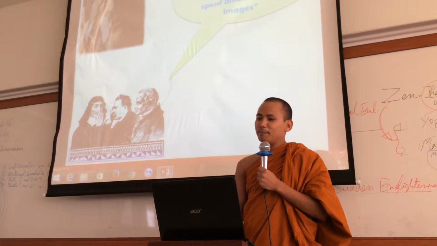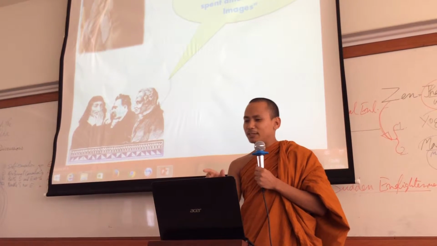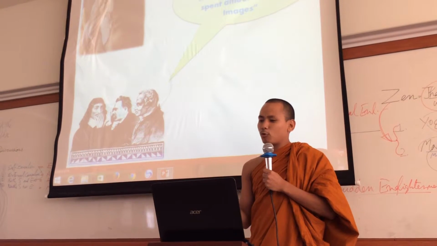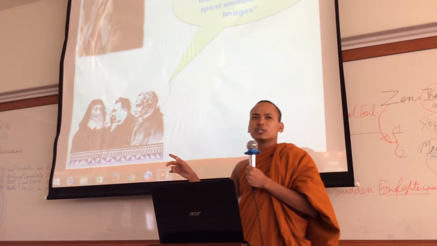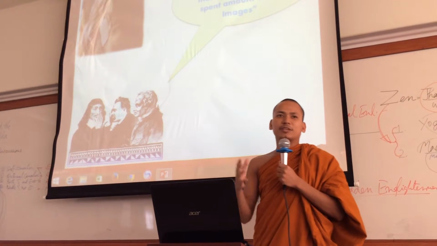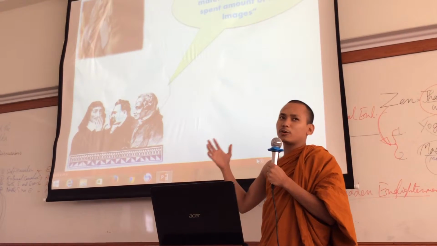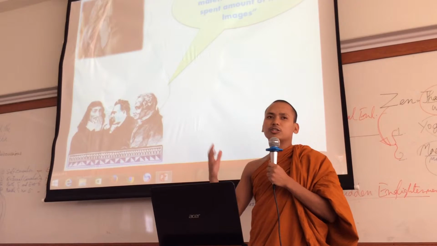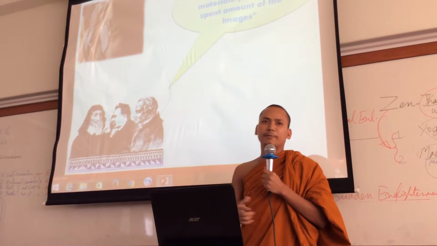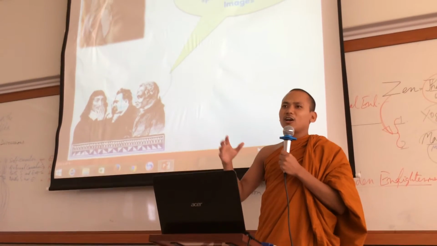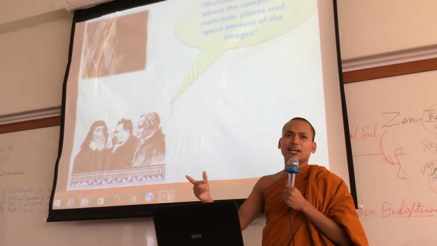And then materialism. Materialists will talk about the composed materials, places, and spending amount of the images. They will talk more about the materials: how this Buddha image was created, where it was created, how it was composed, what they used to compose it. After that, how I can sell this Buddha image in ancient time.